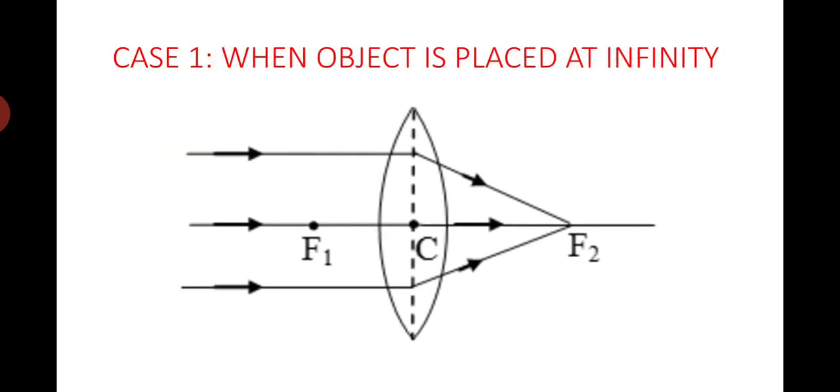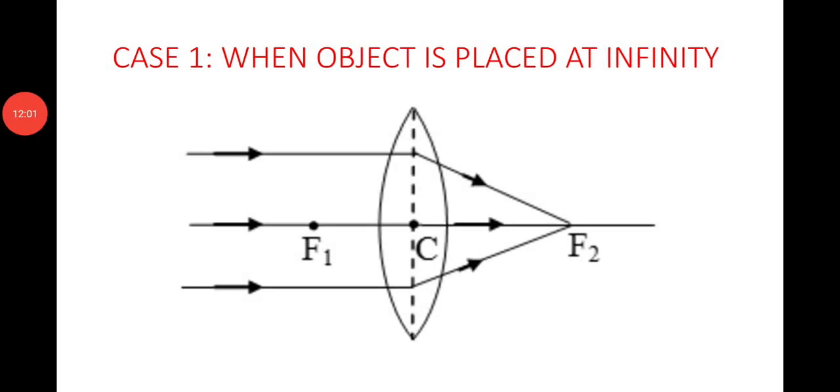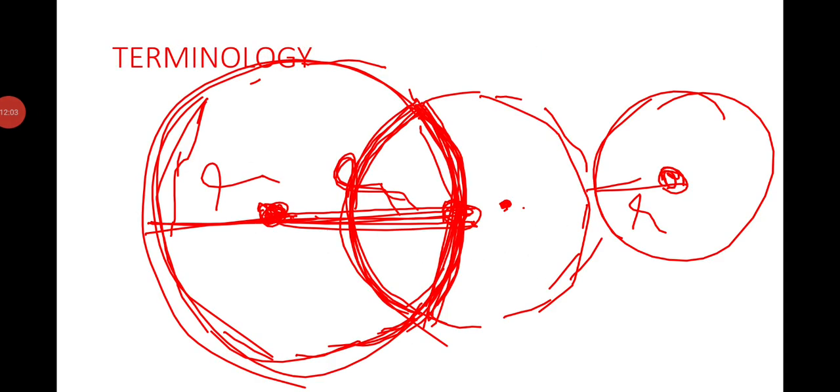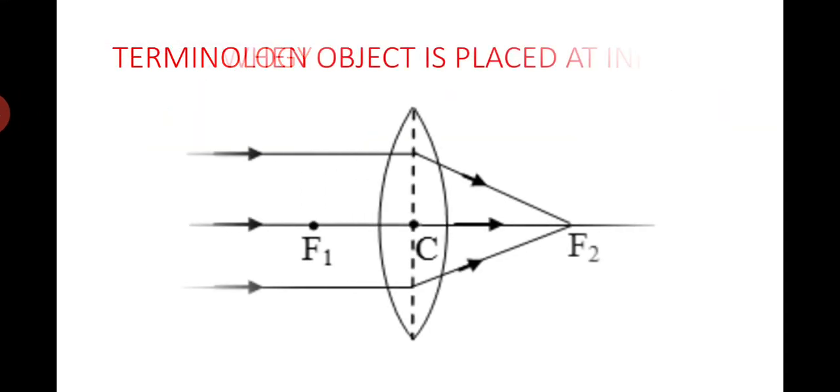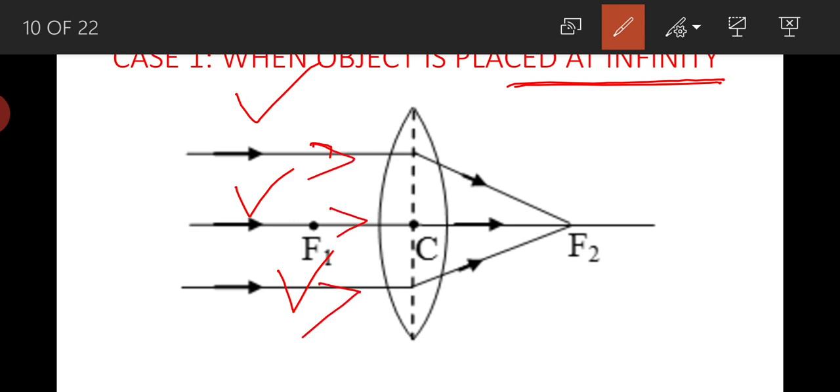Now let us see actual cases of image formation. Case 1, when object is placed at infinity. When object is placed at infinity, what happens? Light rays which are coming from object at infinite distance will be parallel to the principal axis, and when all the parallel rays pass through the lens, they will meet at focus.